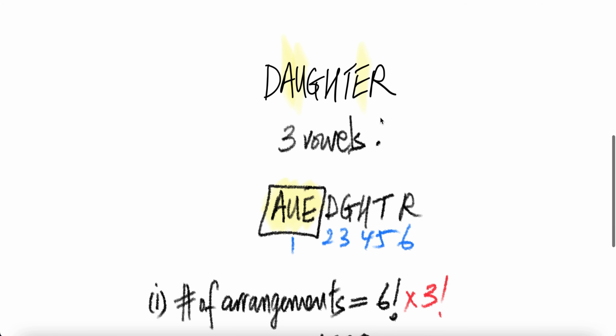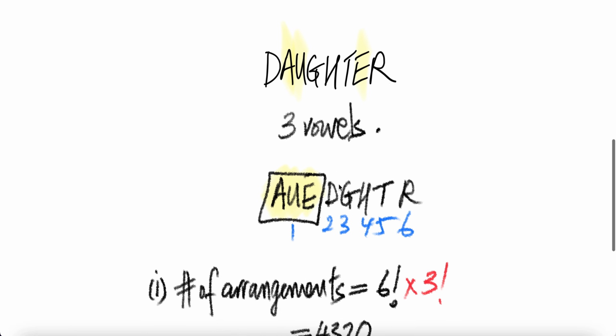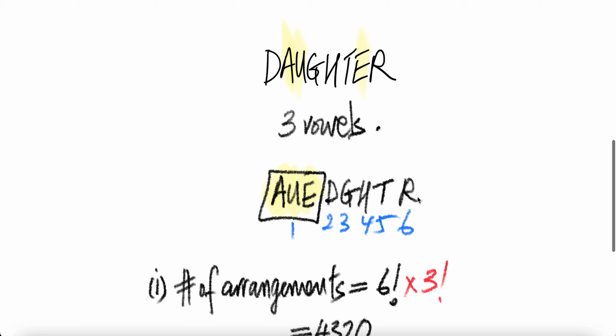Daughter. Notice that daughter has 3 vowels: A, U, E. Now, A, U, E, we're going to tie them together. When we permute or arrange, they all go together. So, now how many letters do we have? 1, 2, 3, 1, 2, 3, 4, 5, 6. 6, because we bundle these or tie them together. So, they move as A, U, E.